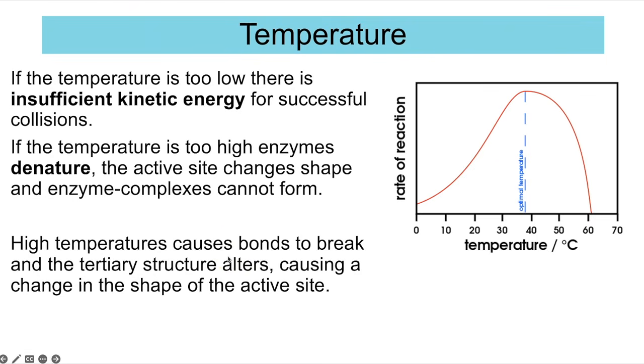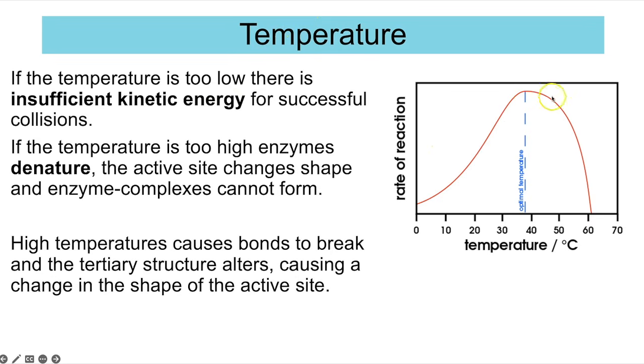If there isn't a high enough temperature, enzymes don't denature, but at lower temperatures, there's insufficient kinetic energy for the successful collision between the enzyme and the substrate. And therefore, you get fewer enzyme-substrate complexes, and the rate of reaction is lower.